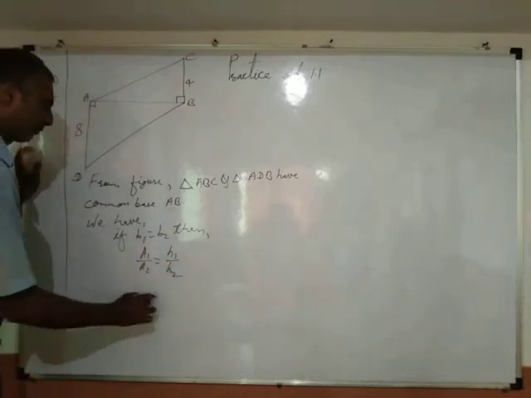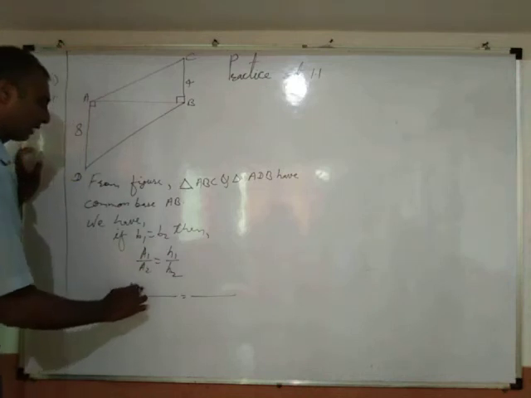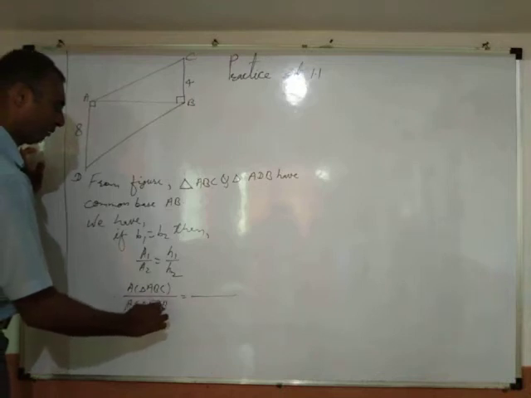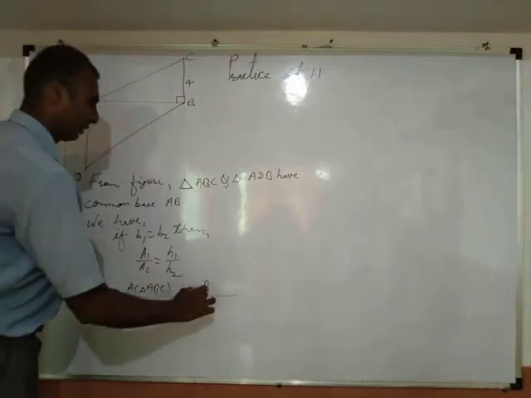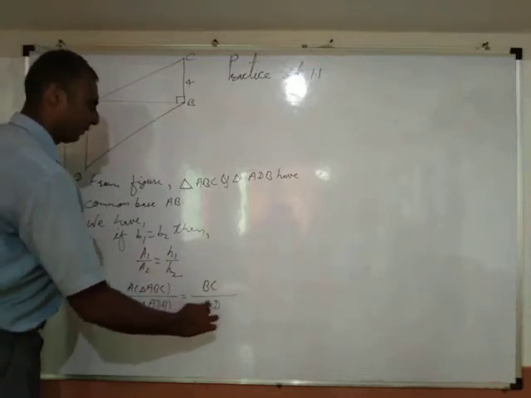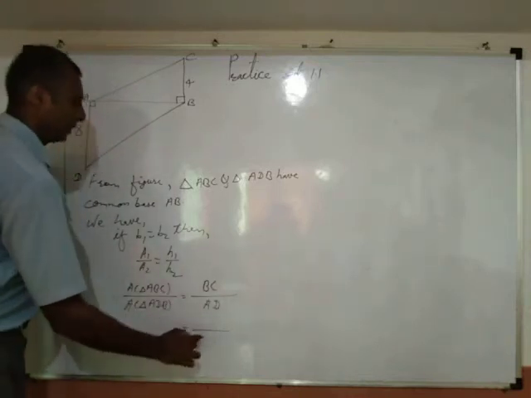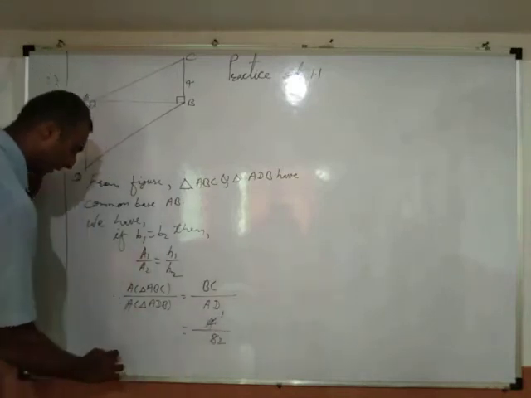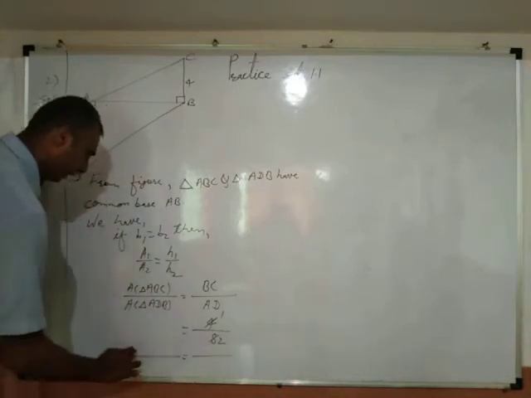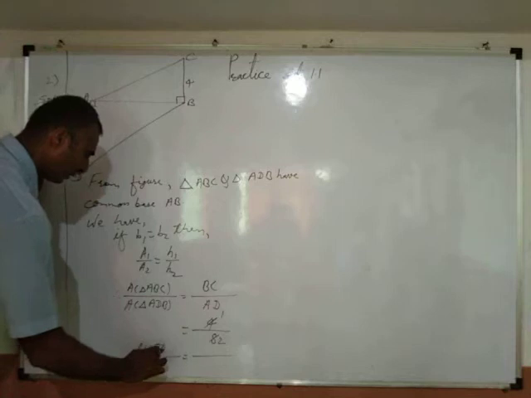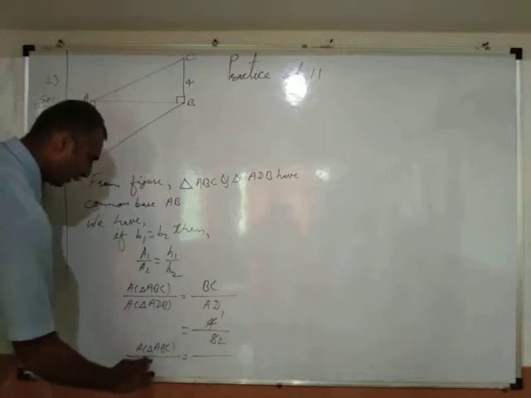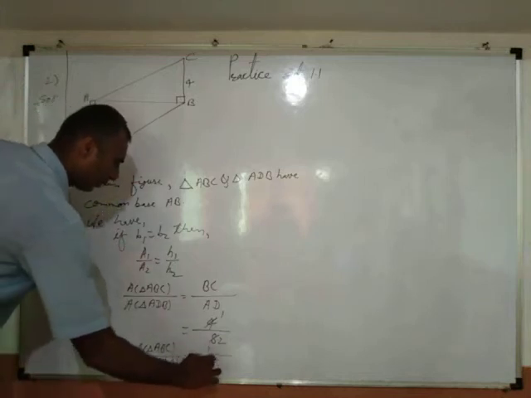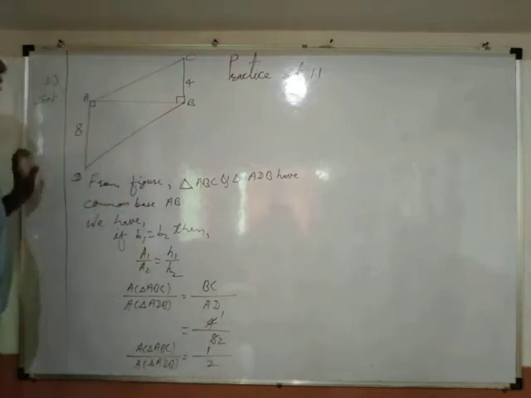And therefore, area of triangle ABC upon area of triangle ADB equals BC upon AD. That equals BC is 4, AD is 8. 4 1s are 4, 4 2s are 8. Therefore, area of triangle ABC upon area of triangle ADB is equal to 1 upon 2. Okay?